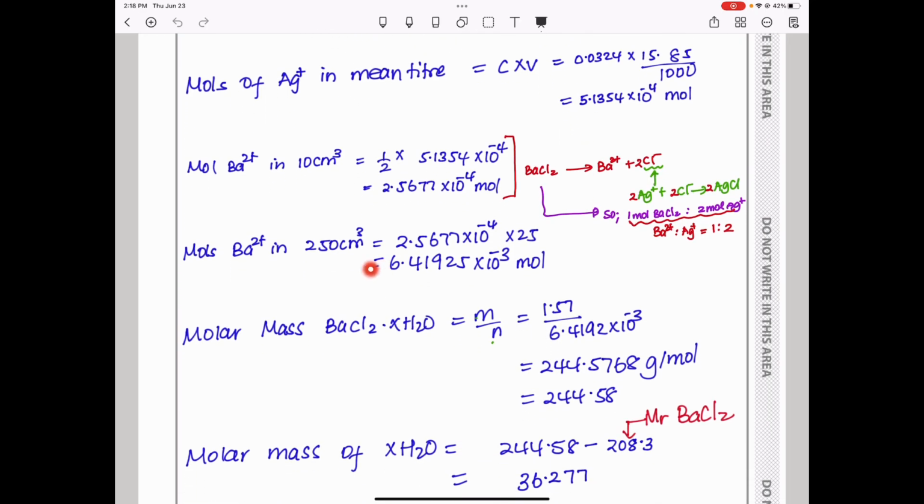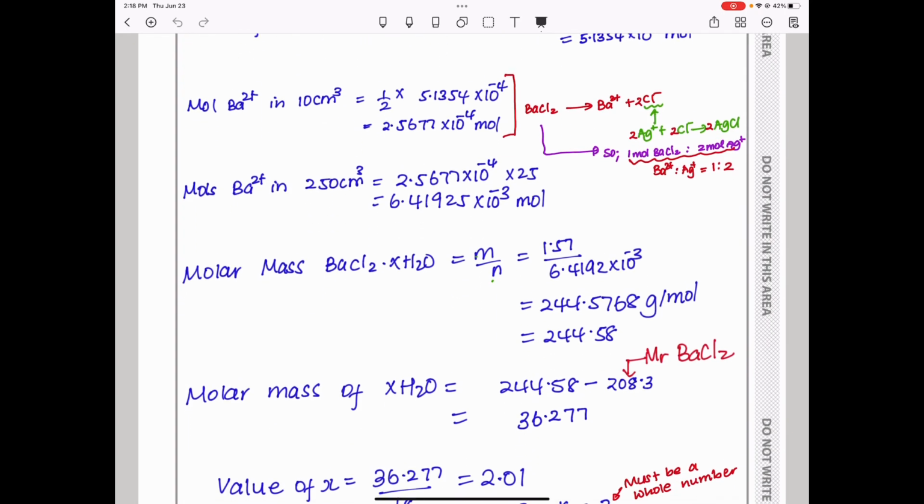Now that we know the number of moles in the 250, these are the moles of the whole hydrated salt. So I want to use the moles of the hydrated salt and the mass of the hydrated salt given to find the molar mass of that hydrated salt. So this is going to be mass divided by the number of moles. I have both, and when I divide, I get 244.58 gram per mole as the molar mass of the hydrated barium chloride.